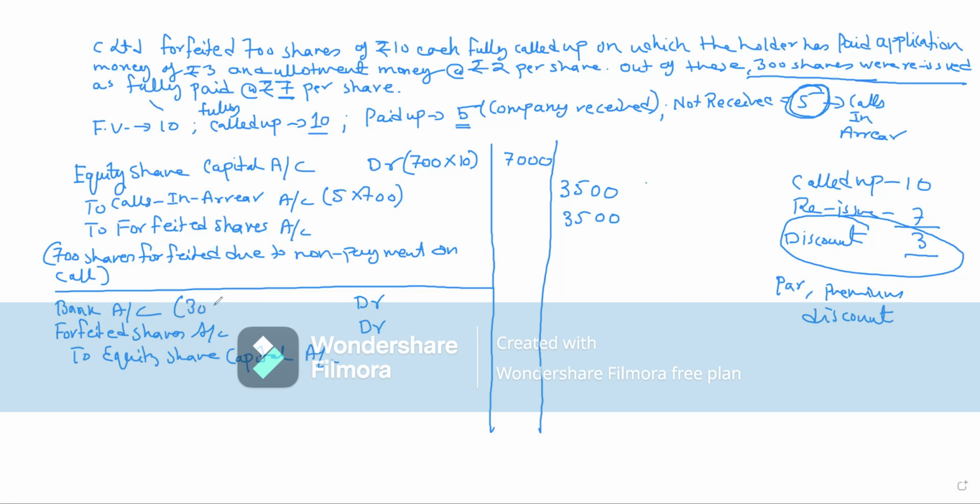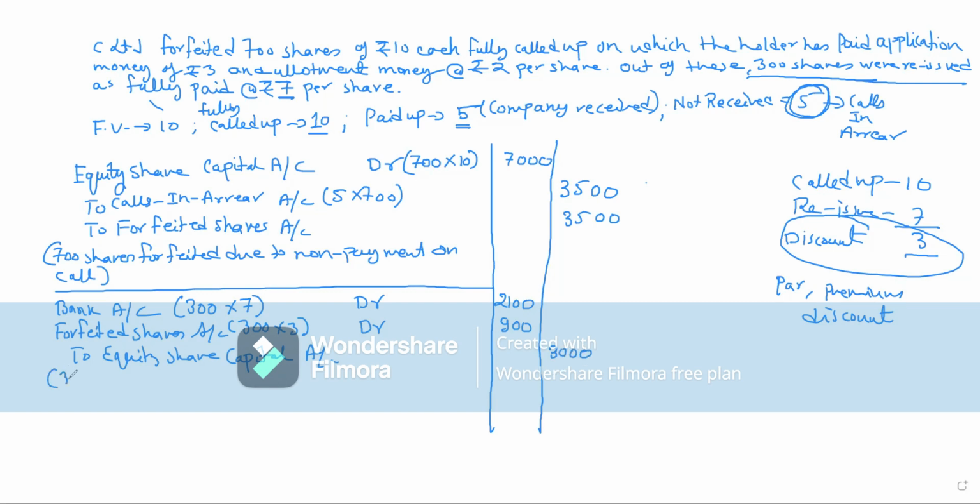Now bank account debited. How many shares reissued, children? 300 shares. At what price reissued? 7. So how much will go here? 2,100. What is your discount on reissue? 3. So 300 into 3. How much is it? 900. And finally 21 plus 9 is 3,000.